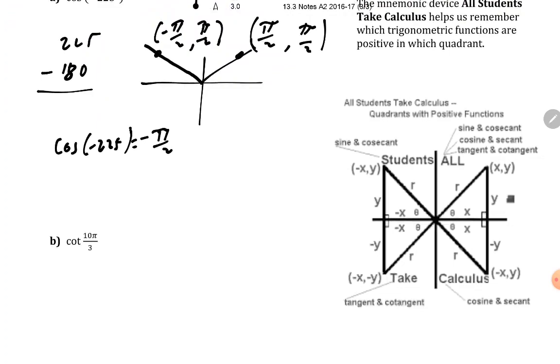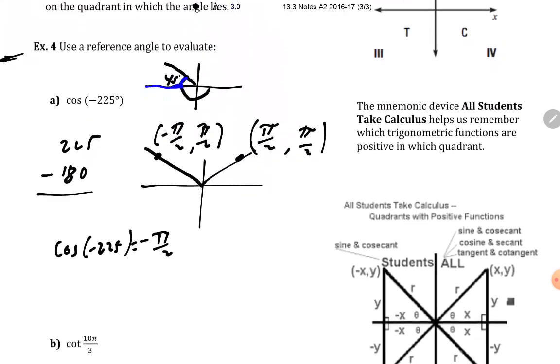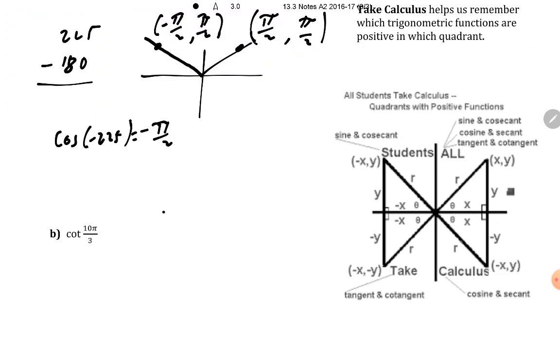Cotangent of 10 pi over 3. So remember, pi over 3 is 60 degrees. So 10 pi over 3 is 10 times 30, which is 300 degrees. So 300 degrees is around here.